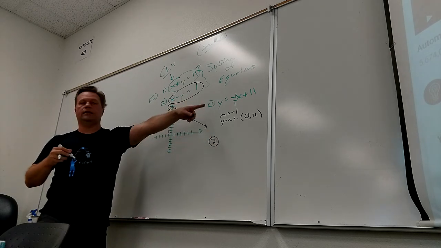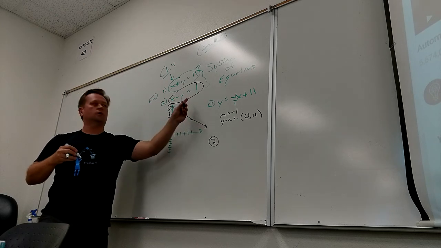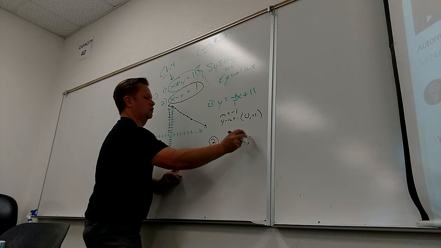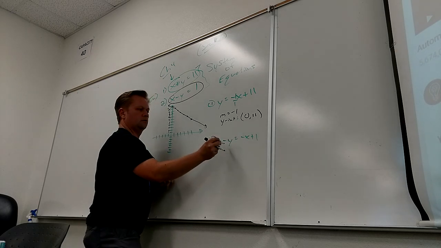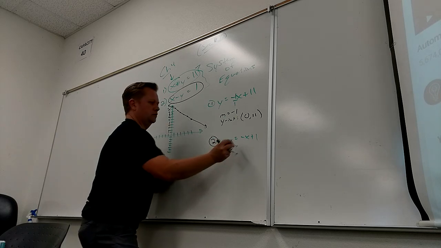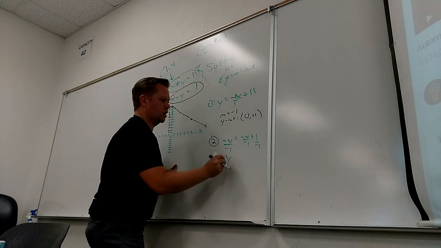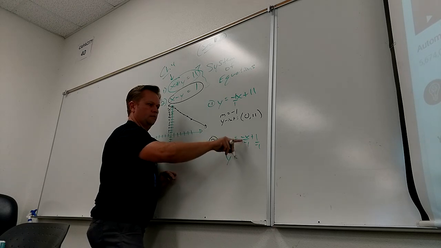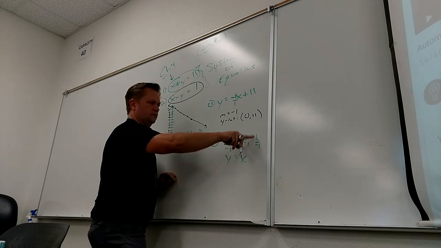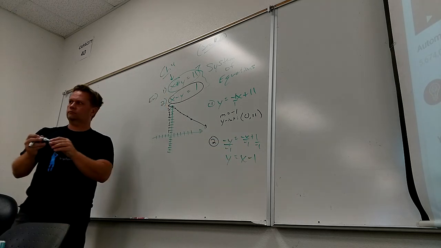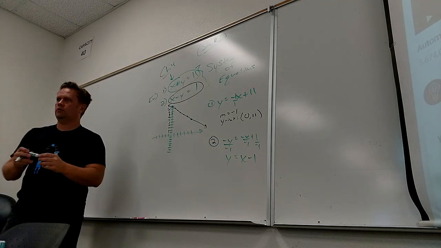How do I get this guy in that same form? Yeah, I can subtract x, sure. And then I have to divide by -1. So you get y equals x minus 1. The signs just change, right?